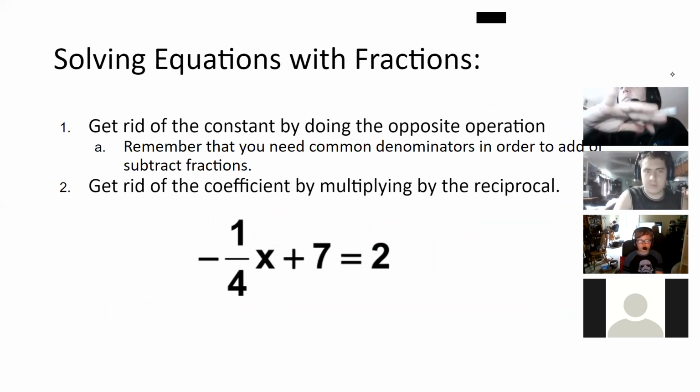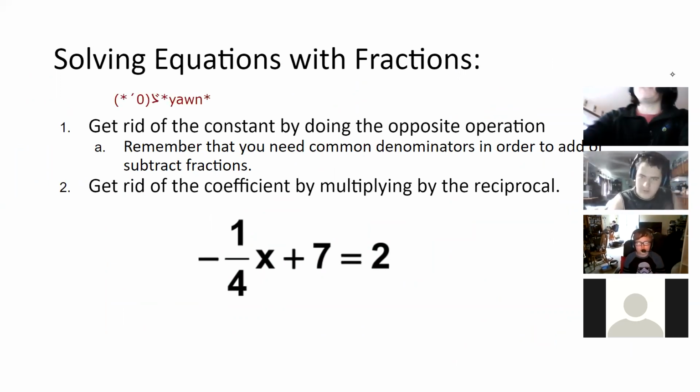Okay, so if you have fractions. I almost tipped a jar of pepper. Ooh, don't do that. That'd be spicy. Too spicy there.